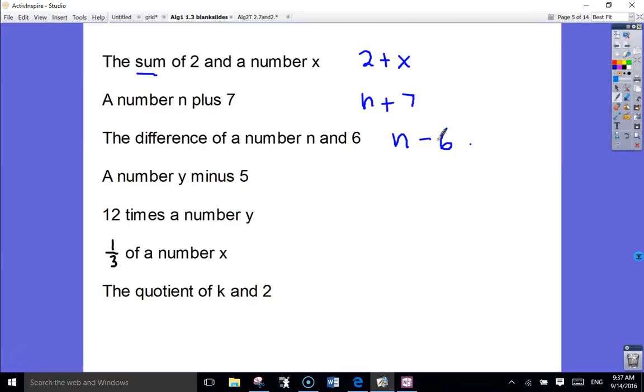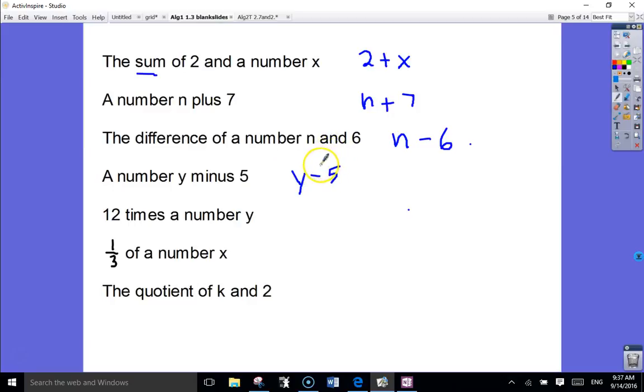And the answer is no. The order, you've got to do it with the first thing first, n minus 6. It changes the value if you switch the order. So when they say this, they always mean the first thing first. Okay, how about a number y minus 5? Y minus 5.